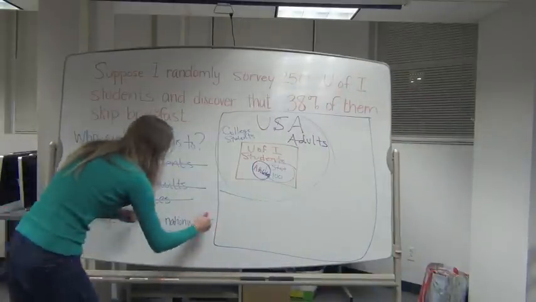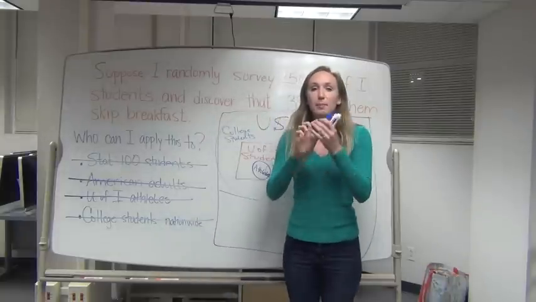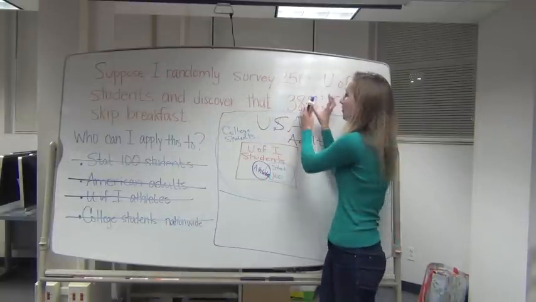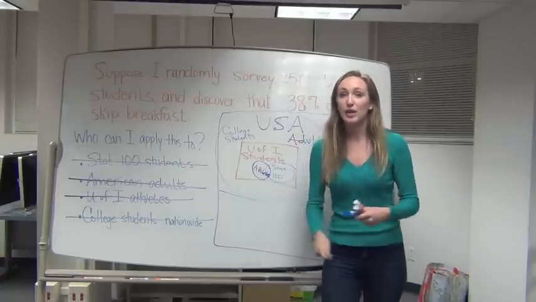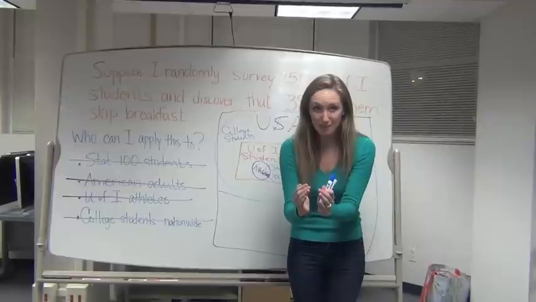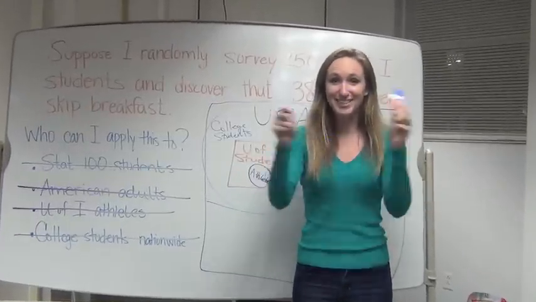So the take-home message here is that the only place that you can apply your survey data to is directly to the population that you surveyed it from. You can't go any bigger, you can't go any smaller. You have to go just right, just in that population.